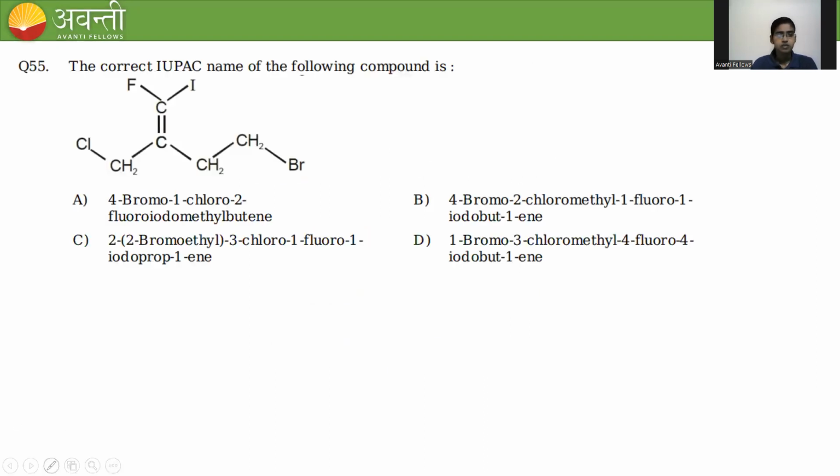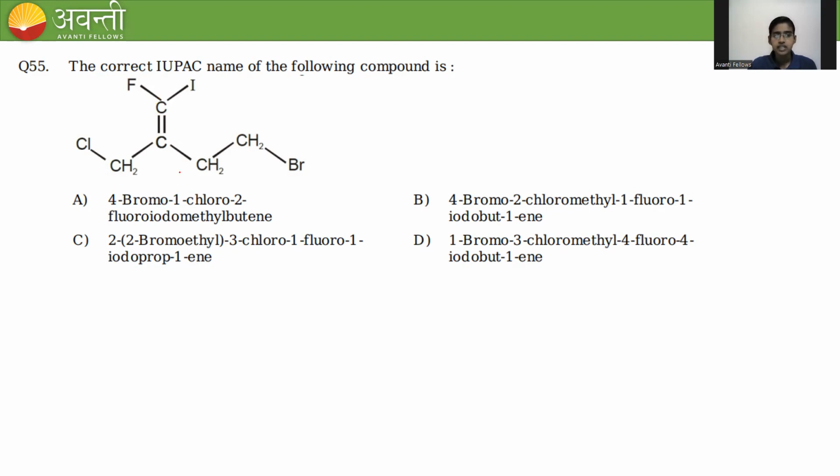So it's question number 55 of your question paper. The correct IUPAC name of the following compound is. So, IUPAC based question. For naming a compound, we need to find out the longest carbon containing chain, which is the parent chain. And that chain should contain a functional group in it. If a compound contains a functional group, that parent chain should consist of that functional group.